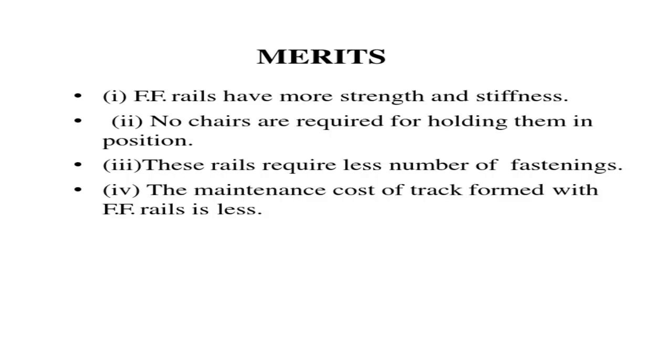Now the merits and demerits. Here the flat-footed rails have more strength and stiffness. Just before this slide I told you that the bull-headed is having lesser strength and stiffness. So now this is overcome by using flat-footed rail. It has more strength and stiffness. Here no chairs are required for holding them in position. Then they require a smaller number of fastenings. The maintenance cost is also less by comparison.